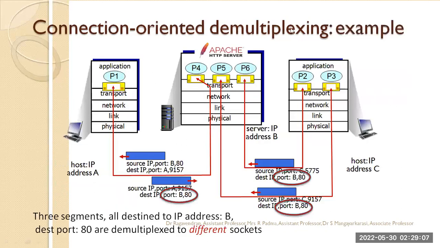So this is the connection-oriented demultiplexing example. See here, if anything is sent from P1, it will be delivered to P4, I mean the process which is present in the server. The source and destination port numbers are given here, so it is easy to reach the destination. Three segments, all destined to IP address B, with destination port 80, are demultiplexed to different sockets.